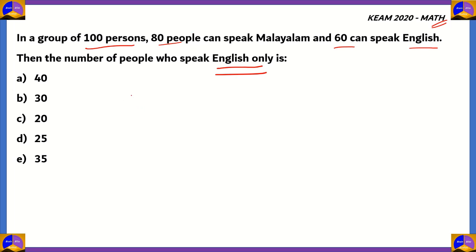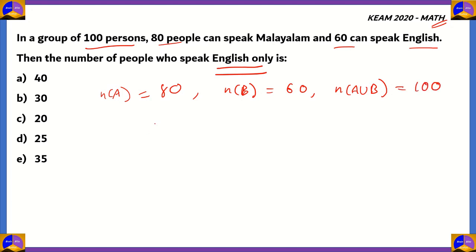So, we will consider N of A as the number of people who speak Malayalam, which is 80, N of B as the number of people who speak English, so 60, and since there are a total of 100 people, we can consider N of A union B as equal to 100. So first we need to find out the number of people who speak both languages, and to find that, it's quite easy. N of A union B can be written as N of A plus N of B minus N of A intersection B. So we're using set theory here.